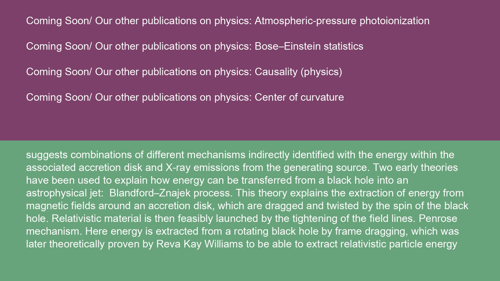Two early theories have been used to explain how energy can be transferred from a black hole into an astrophysical jet. Blandford-Znajek process: this theory explains the extraction of energy from magnetic fields around an accretion disk, which are dragged and twisted by the spin of the black hole. Relativistic material is then feasibly launched by the tightening of the field lines.